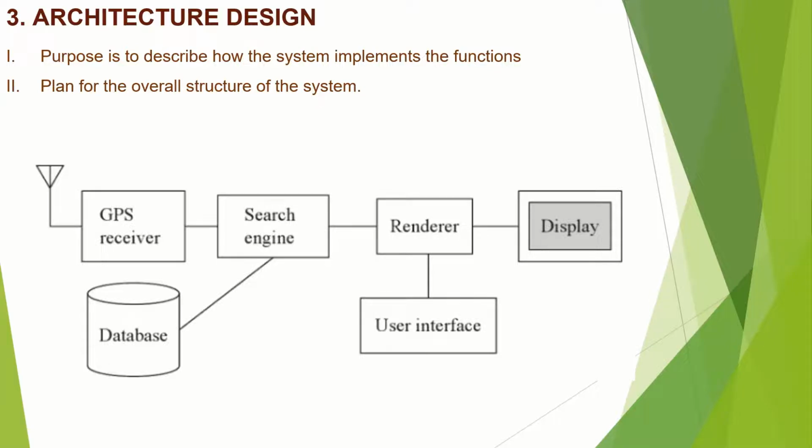The architecture design describes how the system implements the required functions. Specification tells what the system does, but architecture tells how the system does things. This architectural design gives the overall structure of the system. The architecture of the GPS moving map is shown in the diagram. The diagram is in the form of a block diagram that shows major operations and data flows.